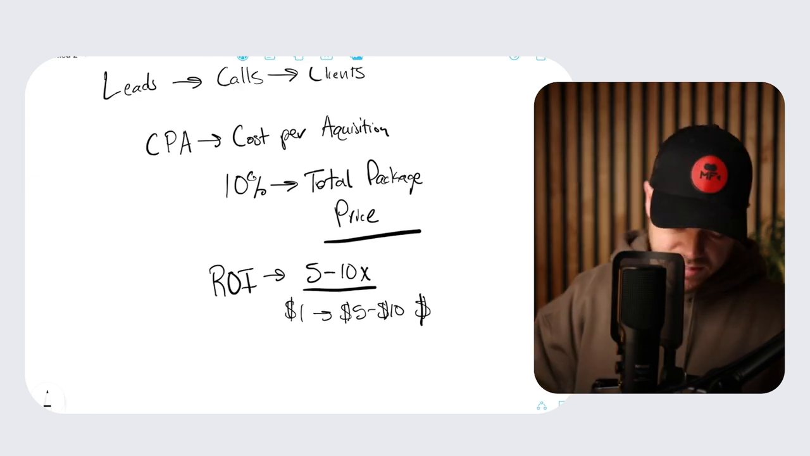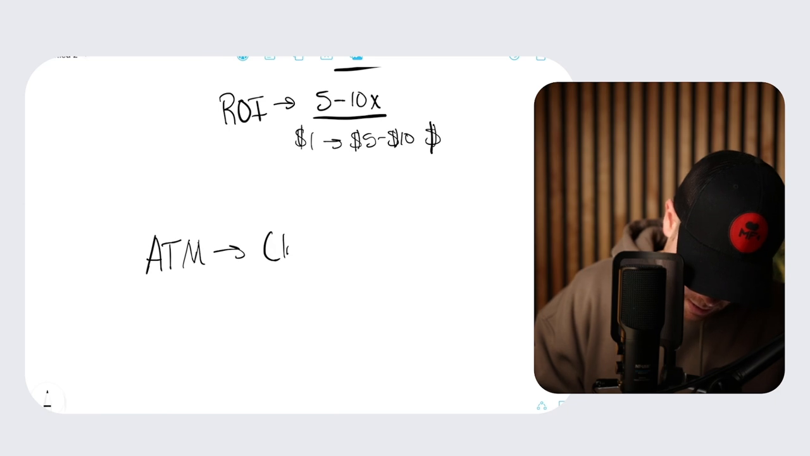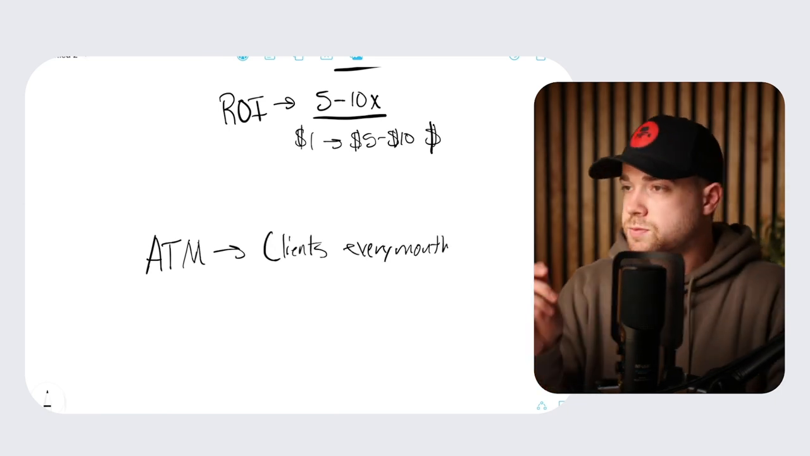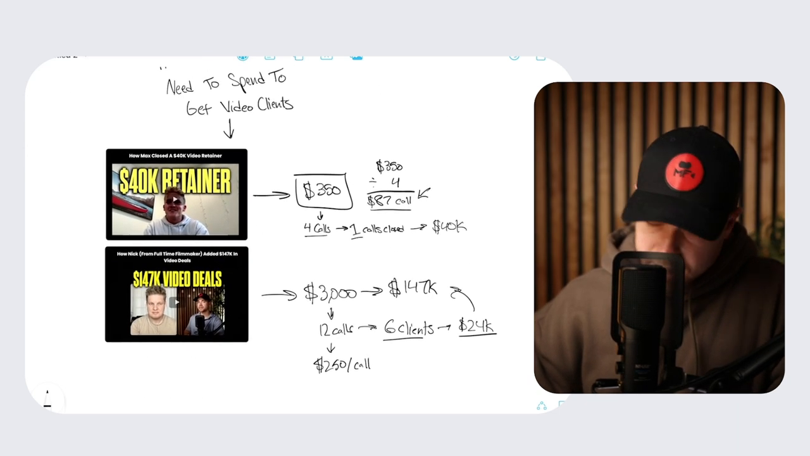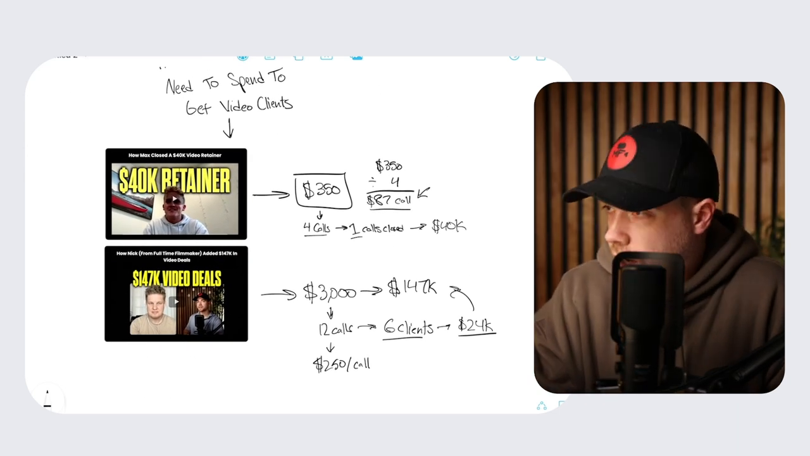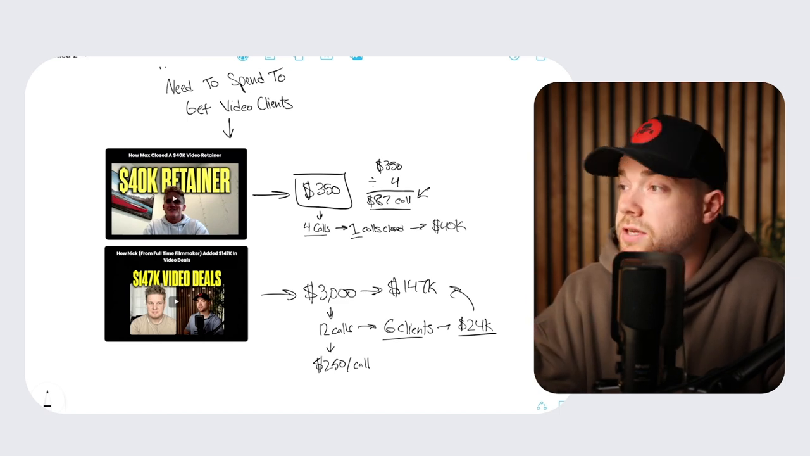And now you have an ATM that basically prints you clients, we call it a client ATM. It prints you clients every single month, right? And so then it just becomes how quickly do I want to grow? How many calls can I handle? How many people do I need to hire to handle the clients that I'm bringing on? If I can't take the calls anymore, how can I hire more people to take the calls for me?